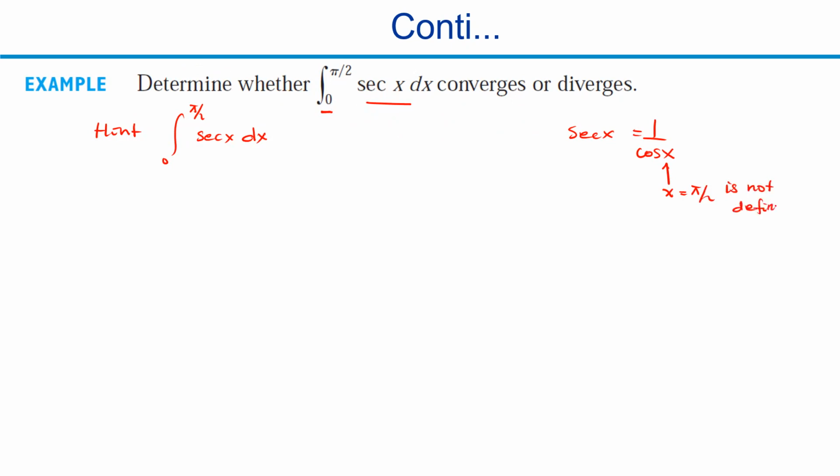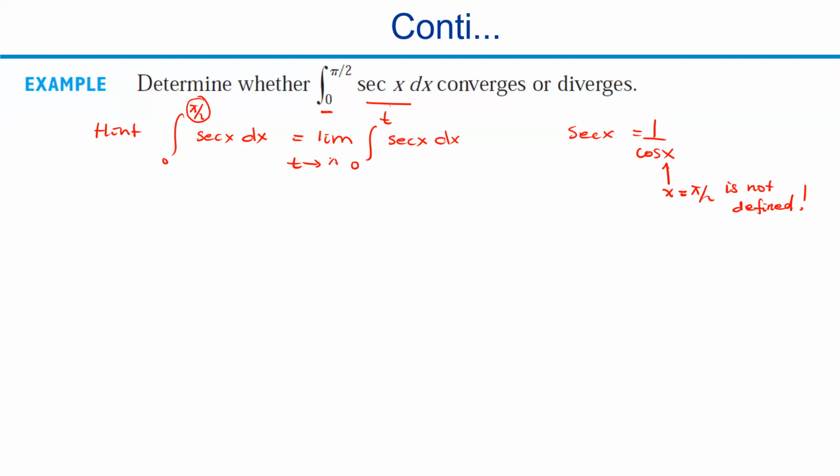Which means there is an infinite discontinuity at x equal to pi over 2. This is the vertical asymptote. That's why you treat this as an improper integral. So knowing the problem is at pi over 2, you can find the improper integral as the limit of the integration from 0 to t of sec x dx, but t must go to pi over 2.